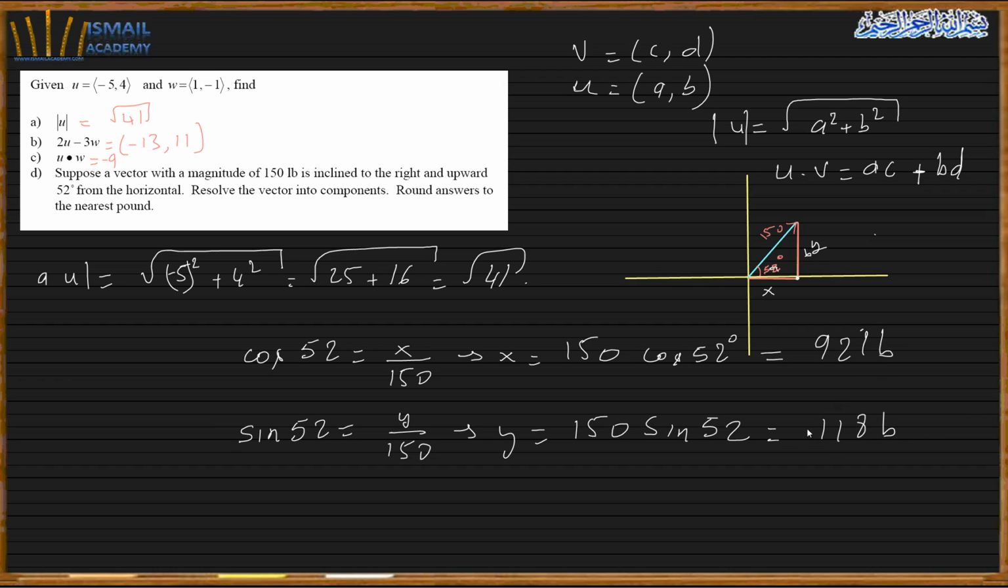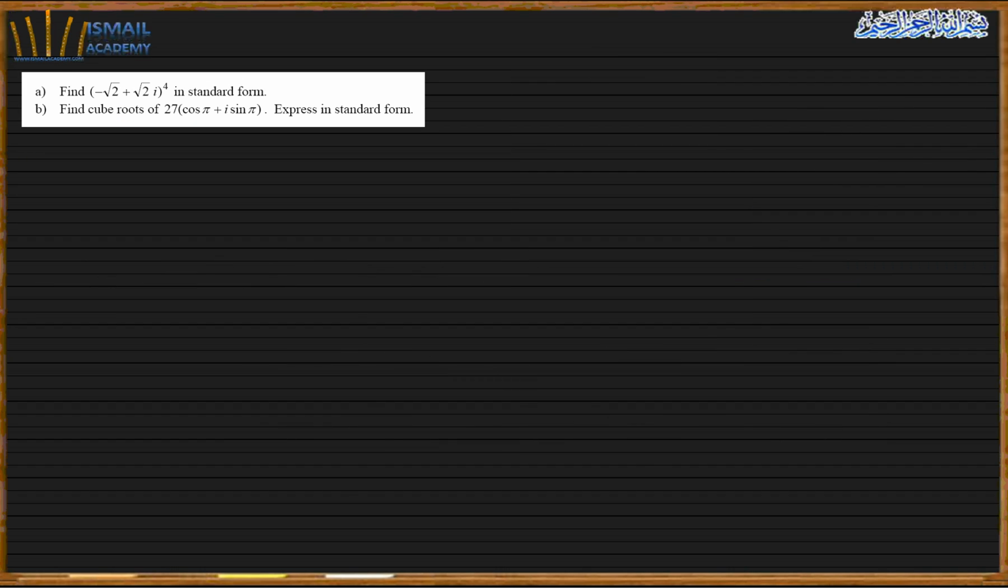If you take this one squared plus this one squared, it will give you 150 squared. So I hope it's clear. So let's move to the second question. Here they ask me to find this complex number in standard form to the power 4.